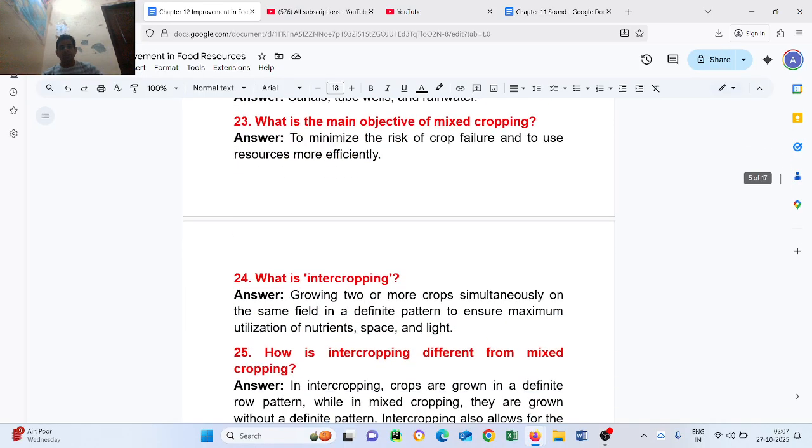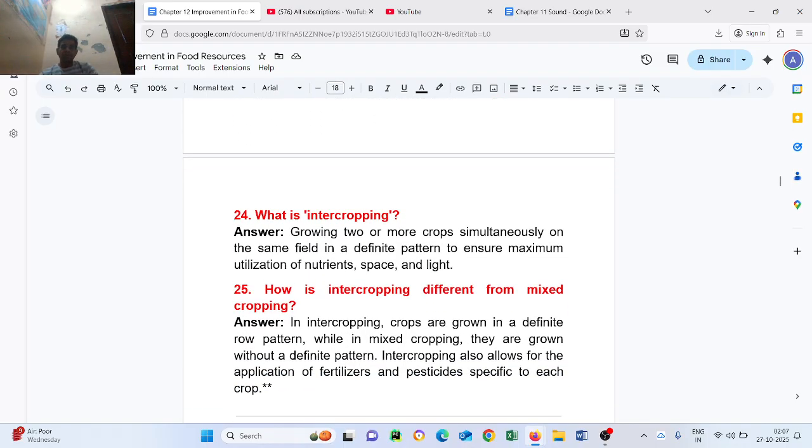Question number 24. What is intercropping? Growing two or more crops simultaneously on the same field in a definite pattern to ensure maximum utilization of nutrients, space and light.